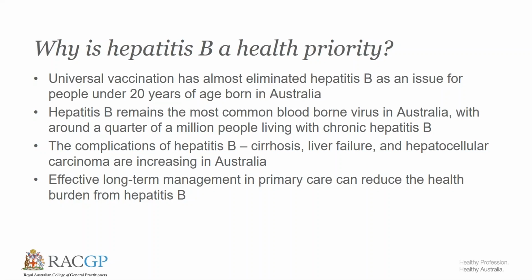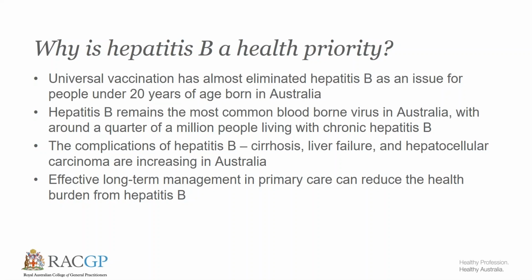A decade ago, many of these people were thought to be healthy carriers and given that label. But we're now very well aware of the complications of hepatitis B, which is cirrhosis leading to liver failure, and hepatocellular carcinoma. Those conditions are increasing in Australia, and particularly in parts of New South Wales where there's high immigrant populations. We'll look at where those countries are and which areas of New South Wales are affected.